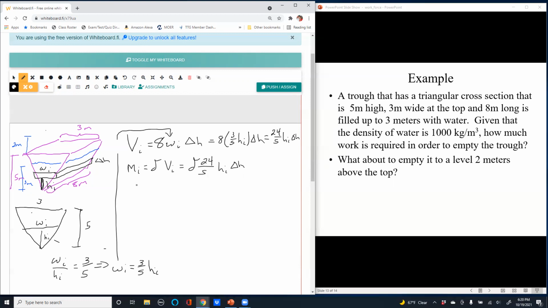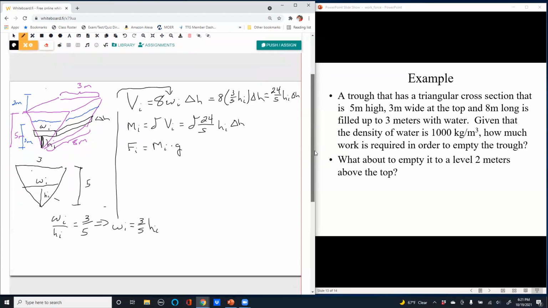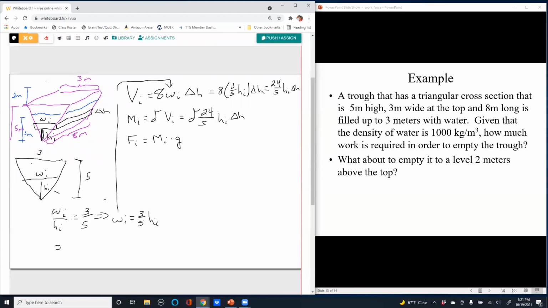All right. Force on the ith slice. Well, remember, it's mass times acceleration. So that's basically taking our mass on the ith slice and multiplying it by gravity. Gravity is just the 9.8 meters per second squared. Again, I'm going to save that till the end. I'll put a note here. G is the 9.8 meters per second squared. Let's take care of the integration first and then put in the constant.